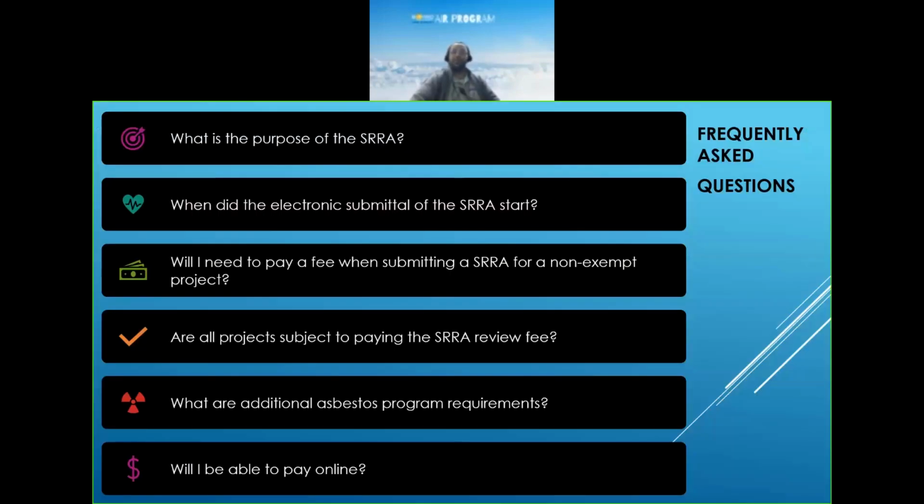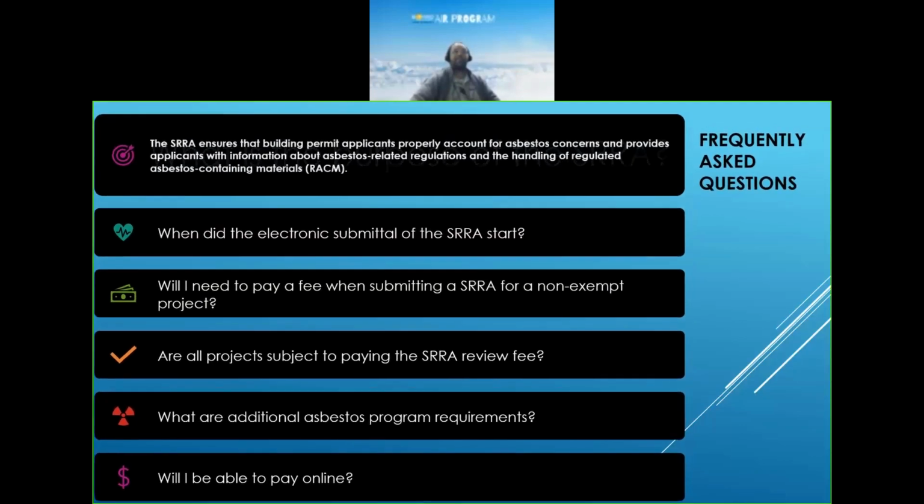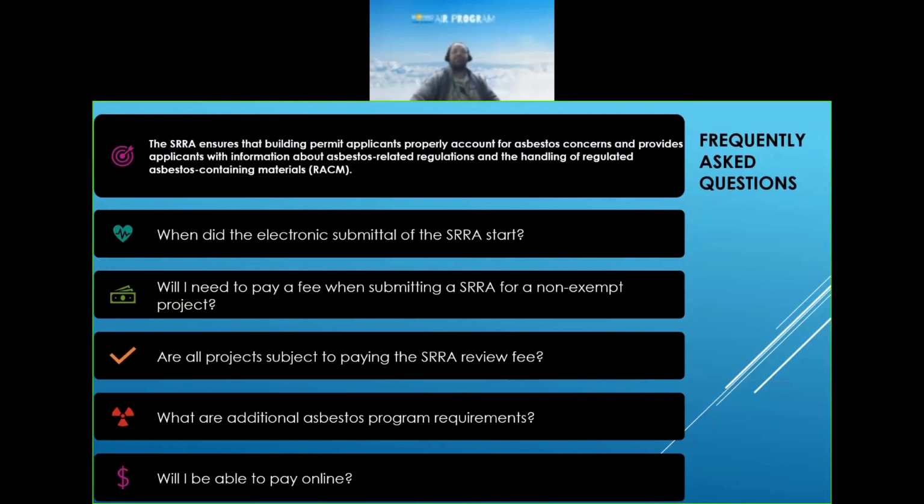So, some frequently asked questions we get. What is the purpose of the SRA? The purpose of the SRA is that it ensures that building permit applications properly account for asbestos concerns and provides applicants with information about asbestos-related regulations and the handling of regulated asbestos-containing material, RACM.